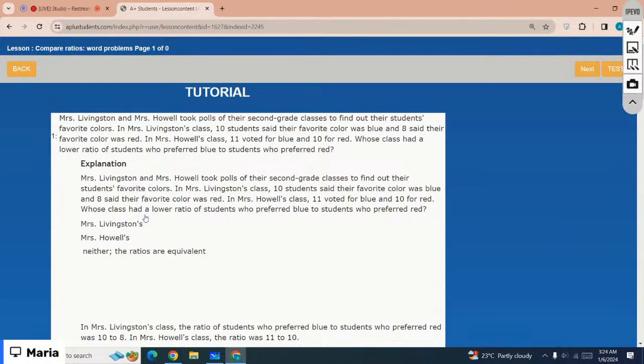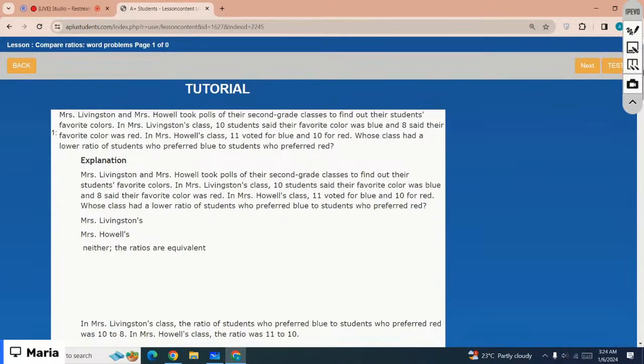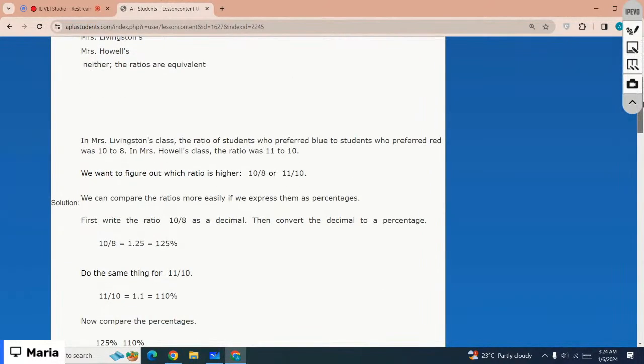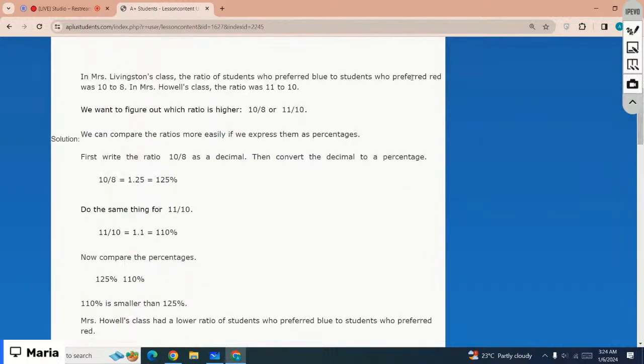Okay, so the ratios are 10 to 8 and 11 to 8, right? First thing is you have to identify the ratios. They are 10 to 8 or 11 to 8. Here are these fractions, right? Now we are going to see which one is greater. Got it? Just divide them and convert them into percentage.